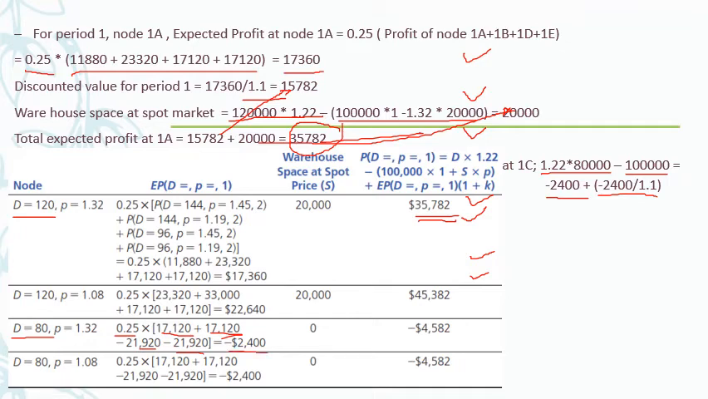Discount it by dividing it by 1.11, and finally add this that you have got from the expected future profit plus the present profit, that is revenue minus expenses, minus 2,400. Add these two and you will get the answer as negative 4582. So I hope the calculations are clear to you.